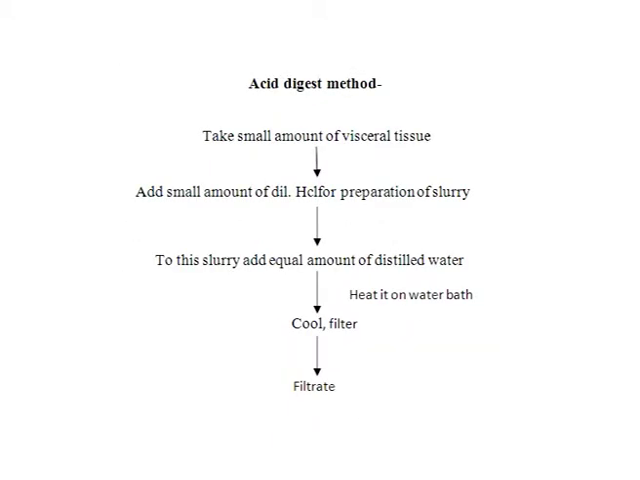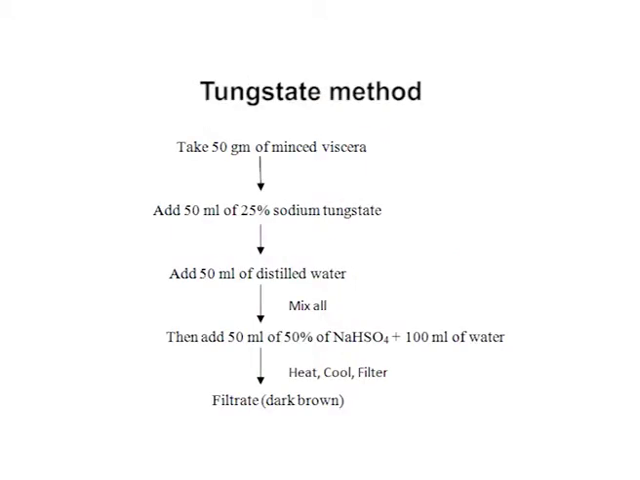Acid digest method. Take a small amount of visceral tissue. To it, add a small amount of dilute HCl for precipitation of this slurry. To this slurry is added an equal amount of distilled water. It is cooled and filtered. Filtrate. This method is useful for extraction of drugs like morphine, phenothiazines and barbiturates, but not useful for those drugs which are heat sensitive.